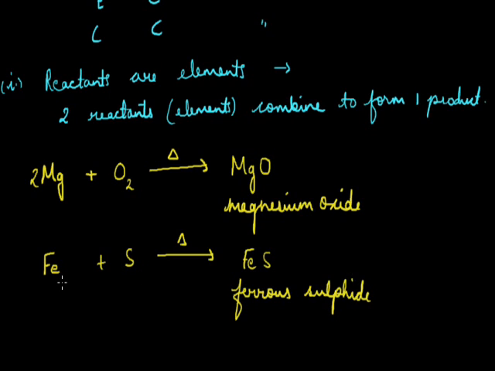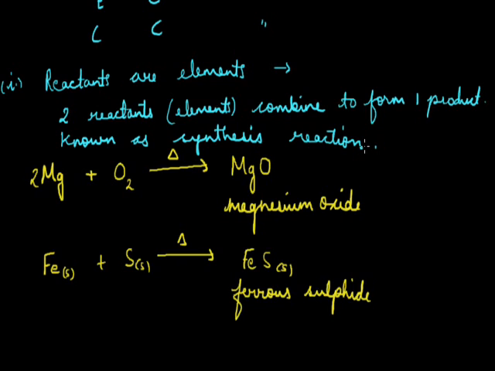Here again the two elements iron and sulfur are combining and they are forming ferrous sulfide. Okay, that is one type of product. Now these type of reactions in which the two reactants are elements and they form one product, they are known as synthesis reaction. So this type of reactions are known as synthesis reaction.